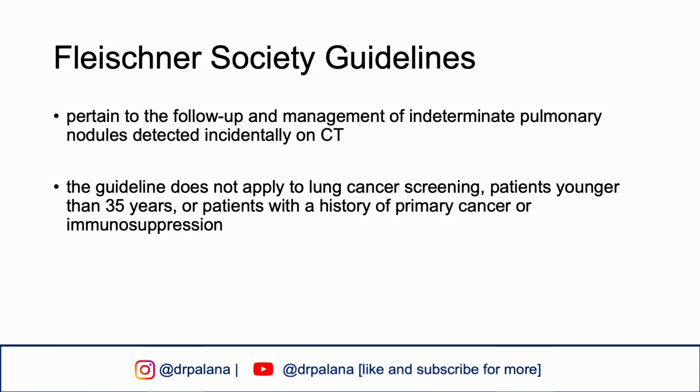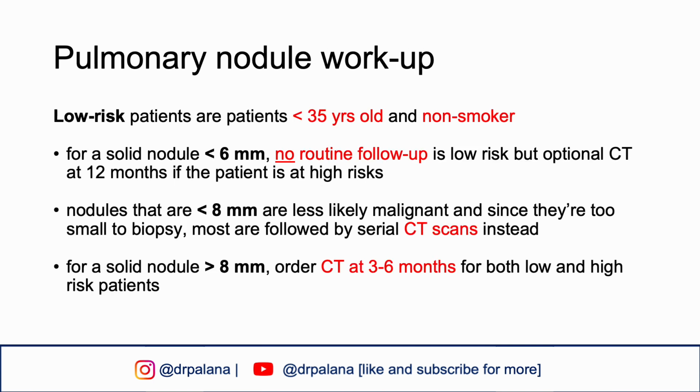The Fleischner Society guidelines pertain to the follow-up and management of indeterminate pulmonary nodules detected incidentally on CT. Keep in mind that this guideline does not apply to lung cancer screening, patients younger than 35 years old, or patients with a history of primary cancer or immunosuppression. Low-risk patients are patients less than 35 years old and non-smokers. Workup really depends on the Fleischner Society recommendations, which you don't need to memorize, but remember the following key points.